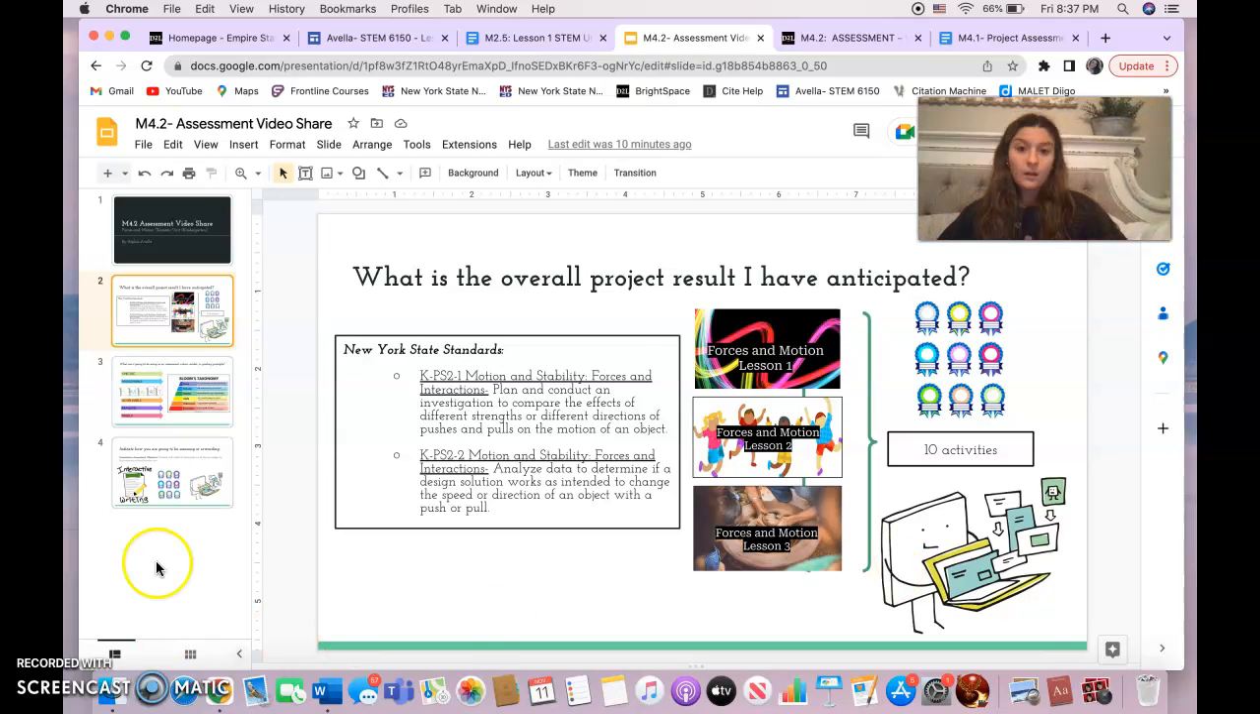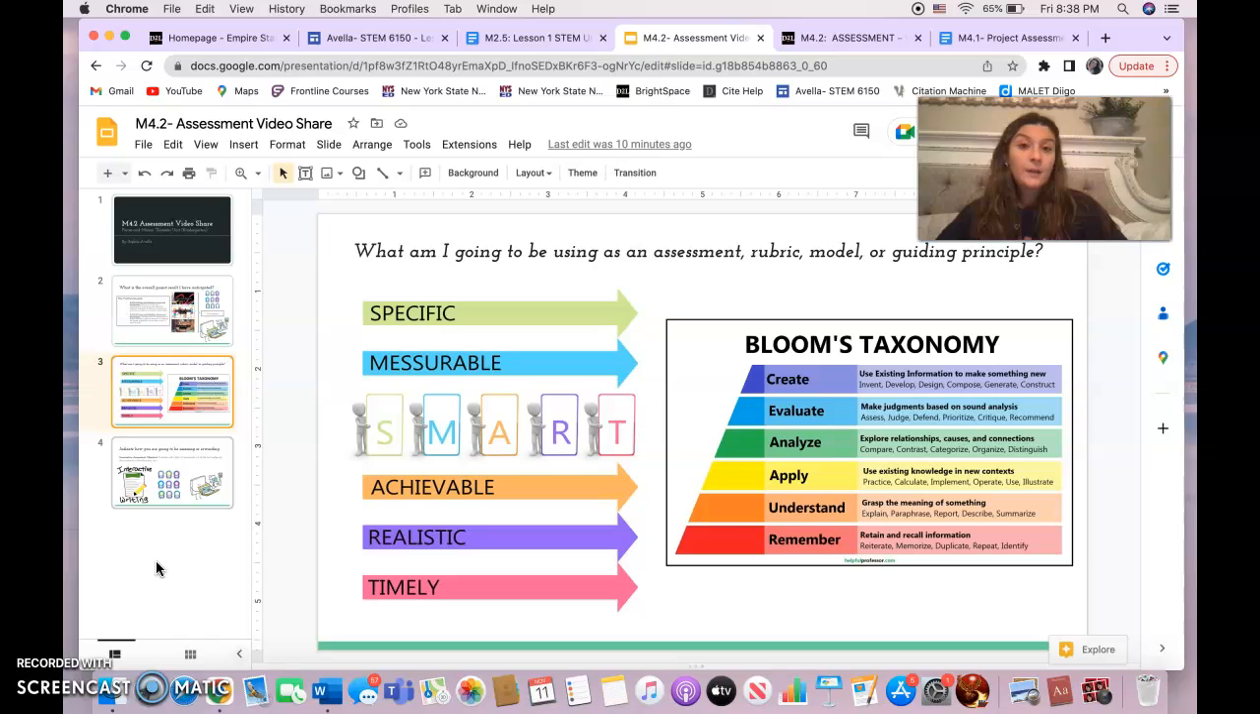It'll have pictures and artifacts from the unit as well as badges that they've collected or achieved. The next area of discussion is what I'm going to be using as an assessment, rubric, model, or guiding principle. So being that I'm working with kindergarten, I thought it would be most developmentally appropriate that I look to SMART objectives and Bloom's taxonomy.